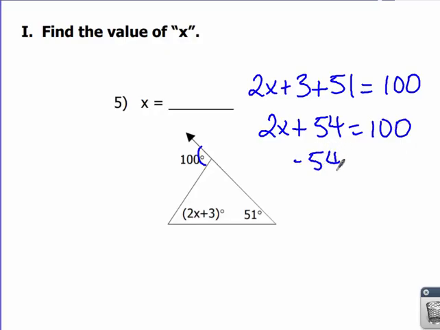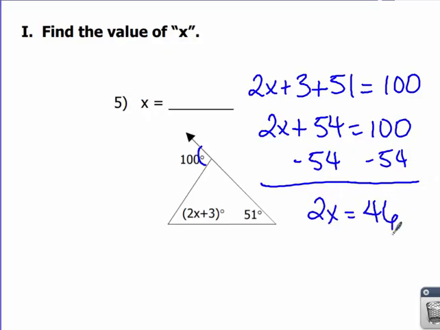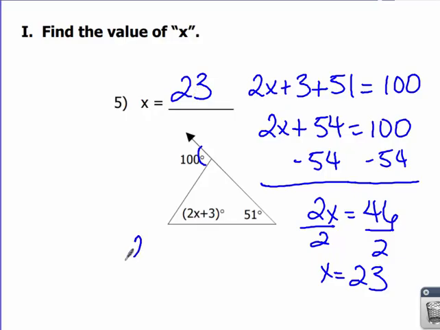Now we subtract 54 from this side, subtract 54 from the other side as well, and you end up with 2x is equal to 46. Well, how do I get rid of the multiply by 2? I divide by 2 on both sides, and I end up with x equaling 23. So the value of x is 23. Now if I want to find the value of that remote interior angle, I just take the 2, multiply it by the 23, and add 3 to it. So 2 times 23 gives us 46, plus 3 gives us 49. So the value of that angle is 49 degrees.